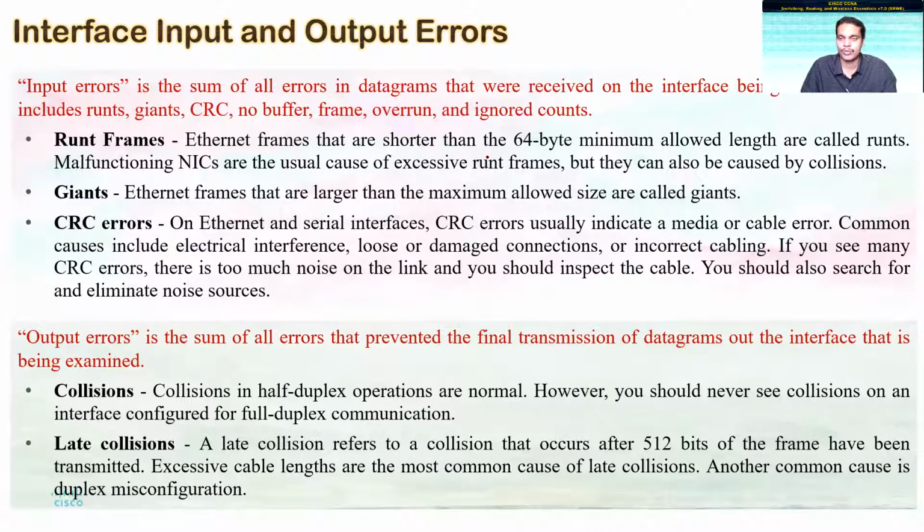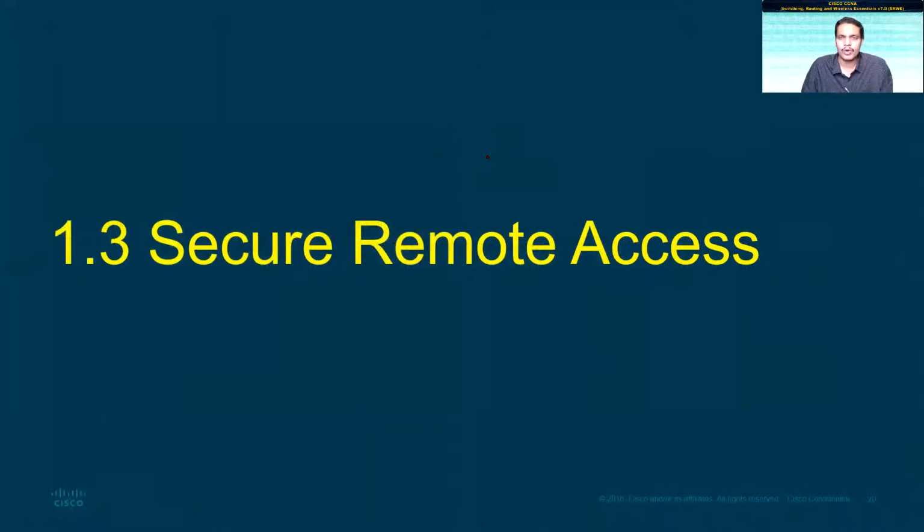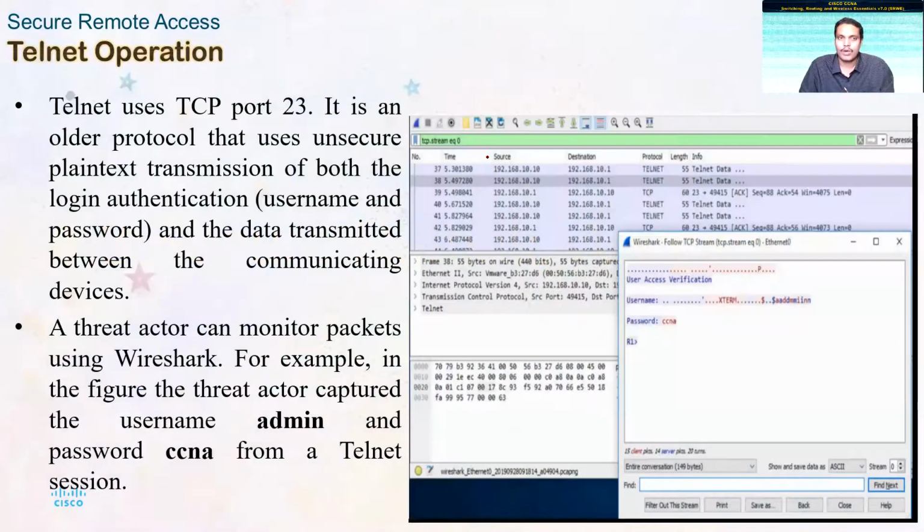These are the different errors that you might find, and usually you get this information in the show commands output. Now let's talk about securing the remote access. When I talk about a switch being remotely accessed, there are two ways of doing it. One, the old way of doing it, is through Telnet. Telnet uses TCP port 23. It is an old protocol and it is an unsecure protocol.